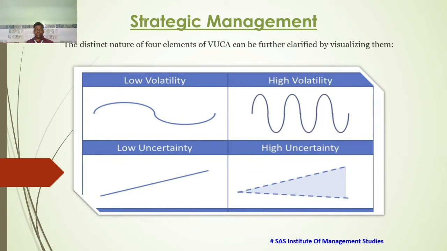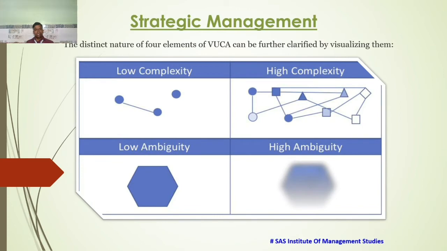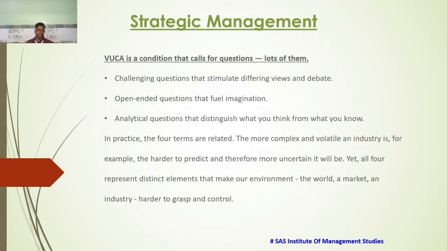The distinct nature of the four elements of VUCA can be further clarified by visualizing this. As you can see, low volatility, high volatility means there are changes, low uncertainty and high uncertainty. Further, we can see the low complexity, high complexity, low ambiguity and high ambiguity.